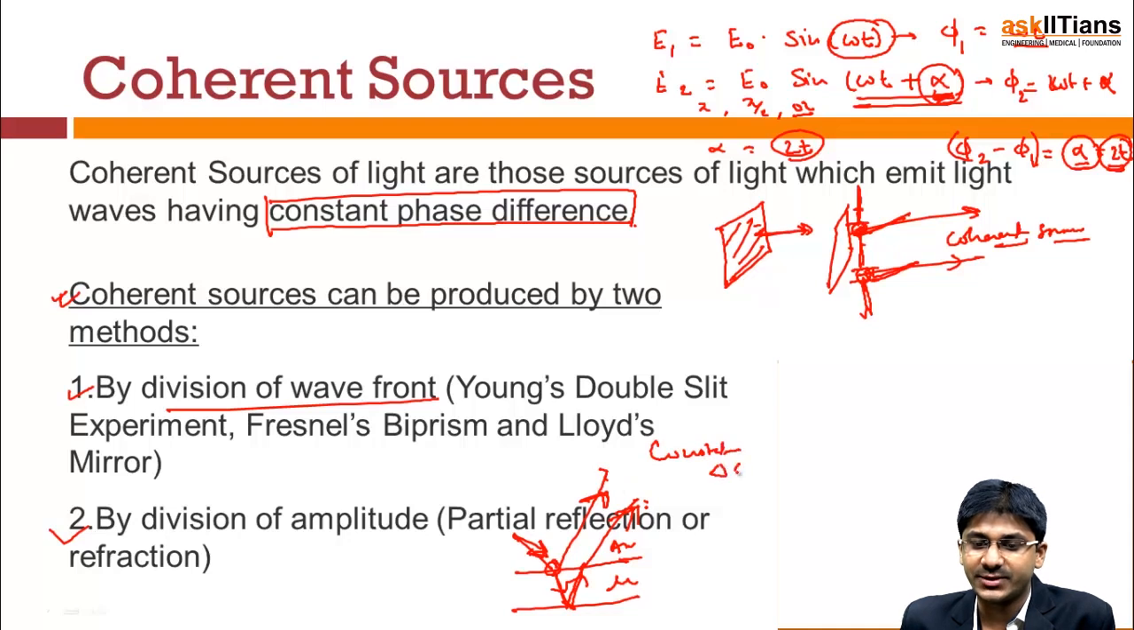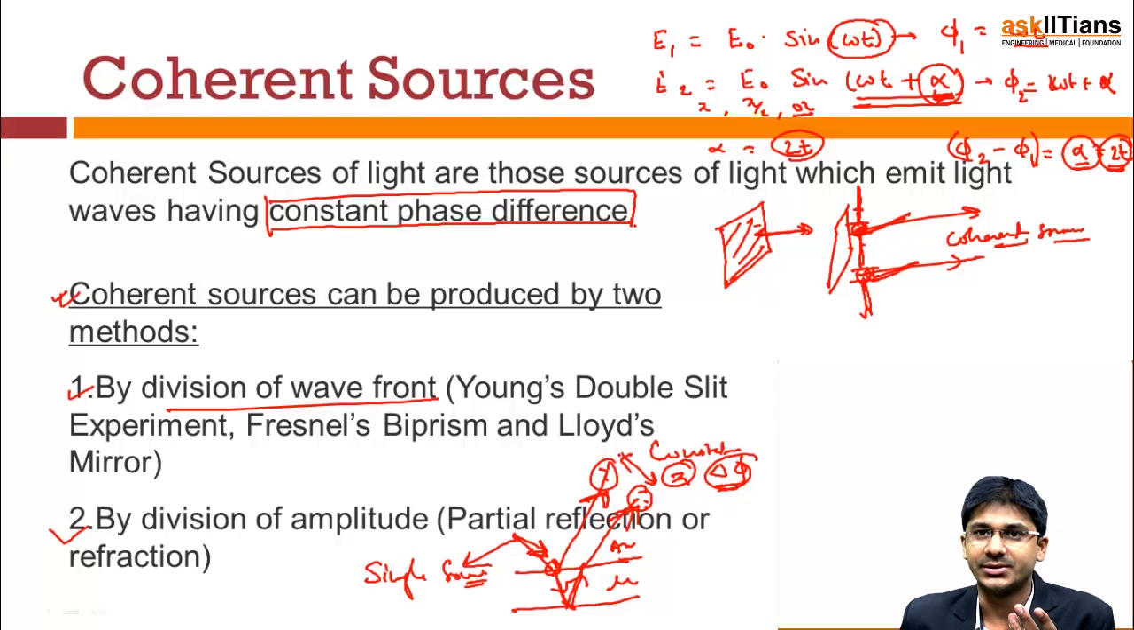Constant phase difference. I am not saying that the phase of this and the phase of this are the same. What I am saying is that the phase difference is a constant. It's not changing with respect to time, because you have a single source. Why I am saying the phase difference is a constant, we'll see later: there is actually a phase difference of pi between these two. But again, that is a constant. We'll be discovering why it is so. Since it is coming from a single source, we have a constant phase difference.